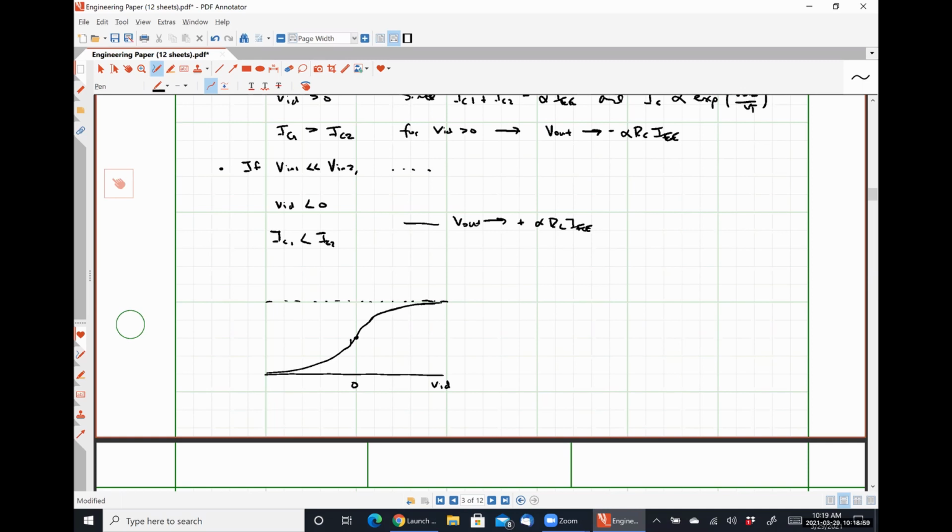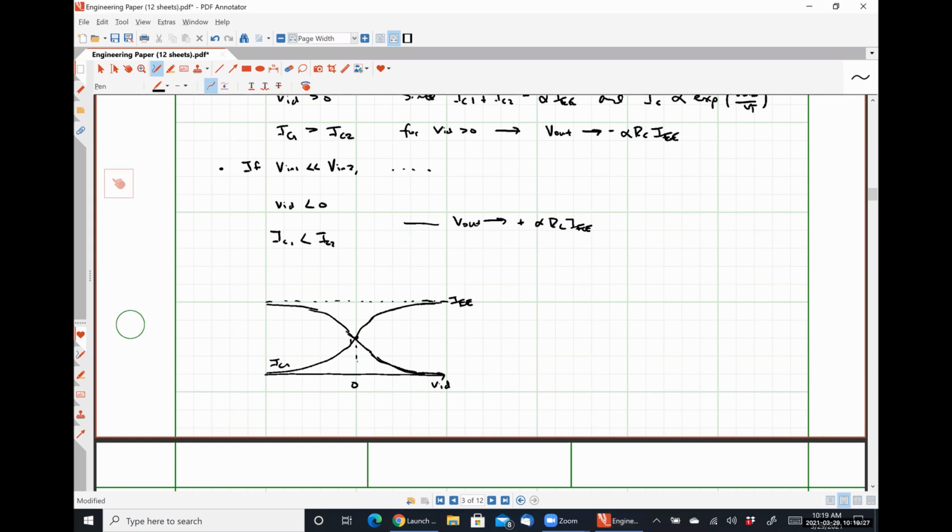So this is what IC1 is going to look like. It's going to be close to IEE, but it's not going to quite get there. IC2 is going to do the opposite thing, so it's going to look like this. It's going to start out really close for negative values of VID, and it's going to get really close to 0, but not quite get there.